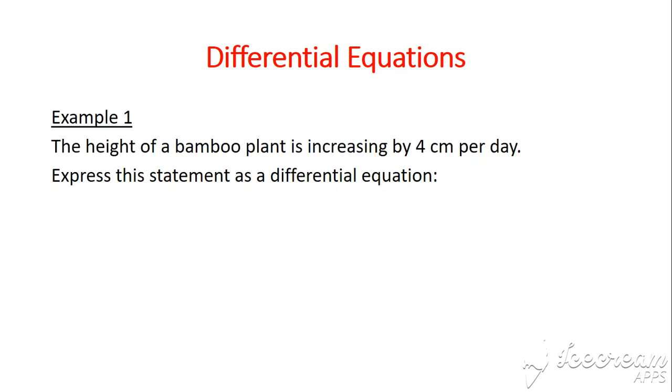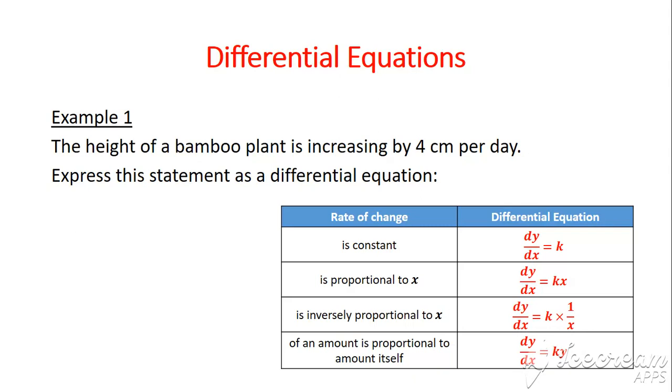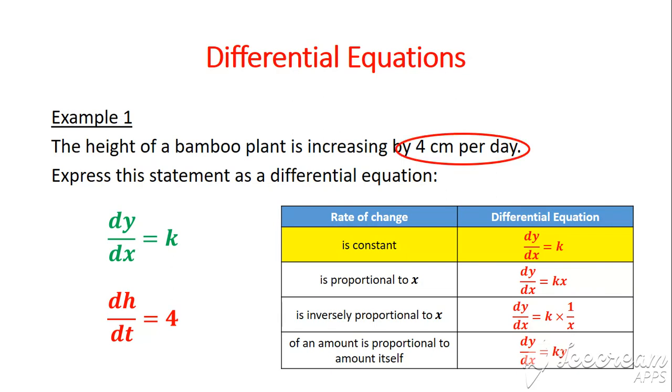So here's example 1. The height of a bamboo plant is increasing by 4 centimeters per day. Express this as a differential equation. Well, here's the four types. And even though we didn't use the word constant, we're talking about a constant increase of 4 centimeters per day. So dy over dx is k. But we're just going to change it into dh over dt is equal to 4, because h represents the height of the bamboo, t represents the time per day, and we have 4 centimeters per day as our k.